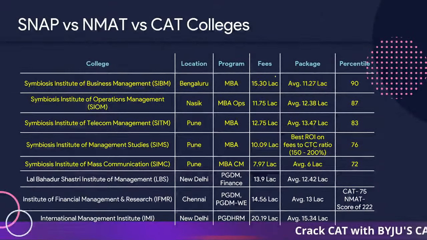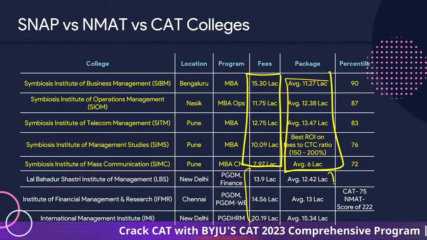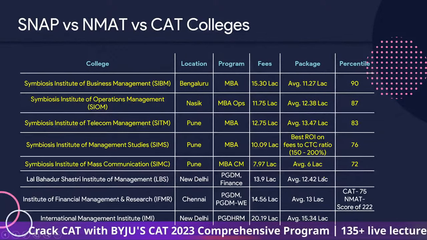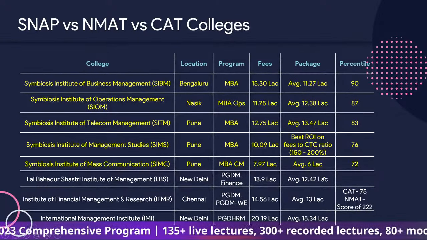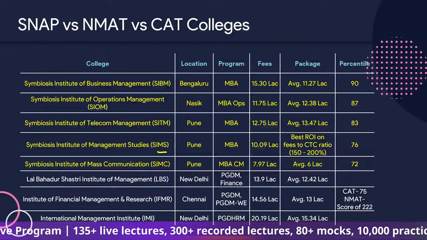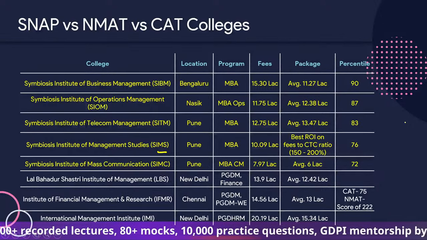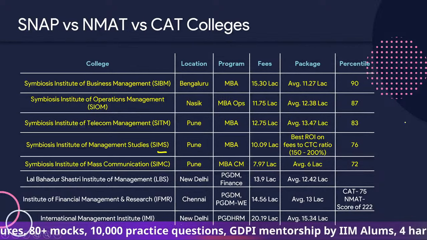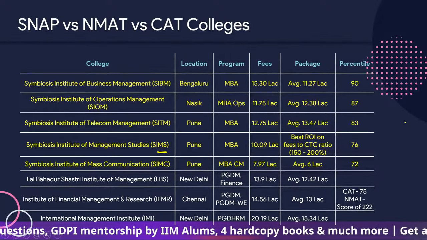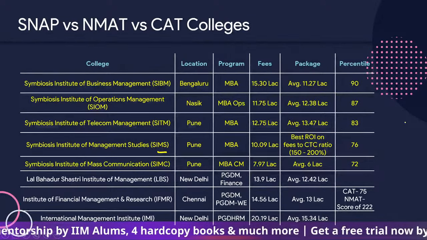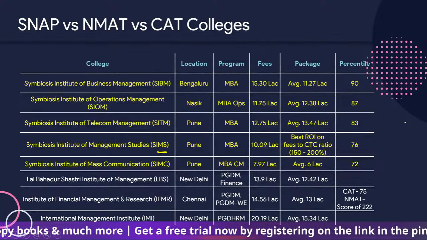ठीक है. अदर का अगर देखा जाए तो फीस का ये है हमारे पास, पैकेज इज दिस, और कंपेयर टू अदर LBS, IMI, वेरी गुड कॉलेजेस, IFMR, ये आपका सबसे बढ़िया हो जाता है. Now, Symbiosis Institute of Management Studies, SIMS, it's considered to be best ROI and fees to CTC ratio. This is around 200%. ठीक है. अब ये the number of seats are very less. Okay, so the number of seats are around 120 के आसपास. So not a lot of students can get into it.